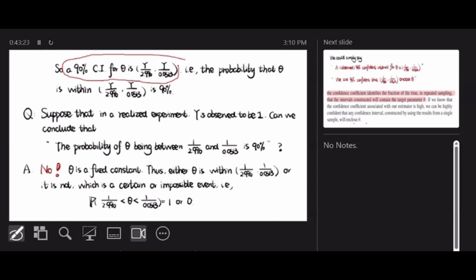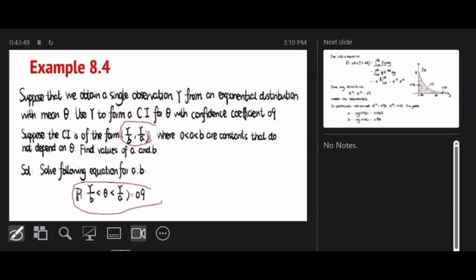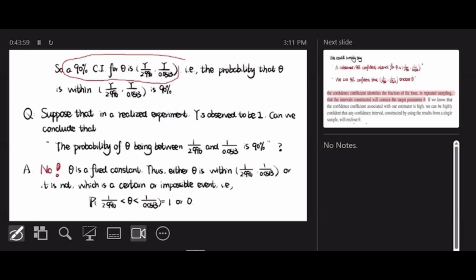And don't forget, the other time, if you want to judge how good an interval estimator is, the probability that theta is going to be within should be very, very high. Okay, suppose that in a realized experiment, y is observed to be 1. Don't forget, the other time, they told you here: suppose we obtain a single observation. Single observation means y equal to 1. Does that make sense?